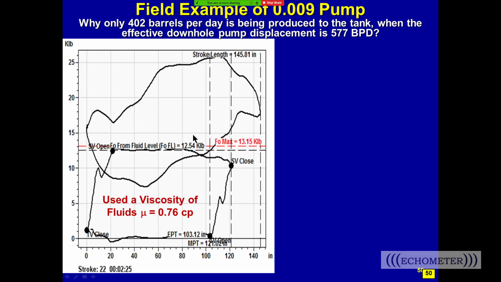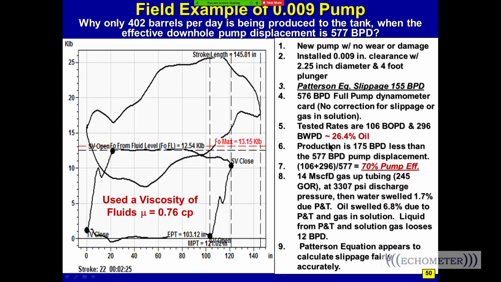I said, "Well, what's your pump clearance?" And he said he didn't know. And so after about 2 weeks of searching, he found the pump clearance was 9 thousandths. And based on 9 thousandths, you get a pump slippage of about 155 barrels per day, and some loss of gas in solution. And so that results in an efficiency of about 70 to 75%.